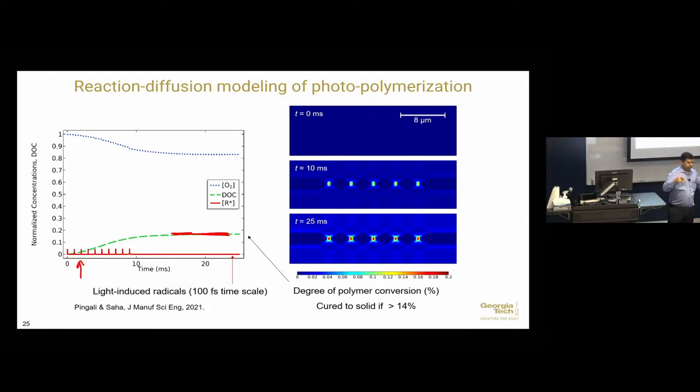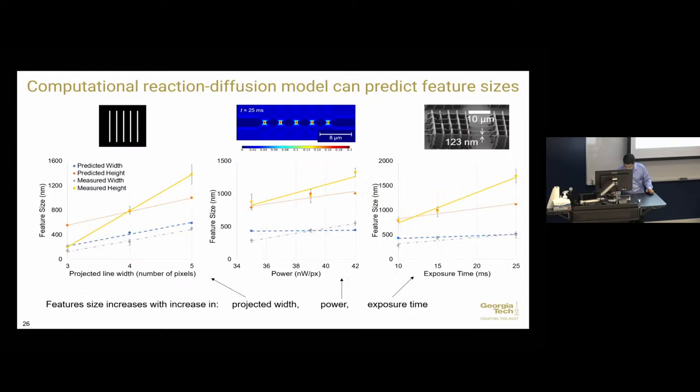So this kind of analysis tells us what the feature size is going to be after you project and wait for some time. We did this kind of analysis, and it was very helpful in actually telling us what happens if you wait too long, if you increase the power, or you change the size of the feature that you're projecting in the light sheet. And we can predict these widths very well. Our prediction of heights is not that good, and we are still working on figuring out the details of this process, particularly in terms of calibrating some of the parameters or material properties of the resist.